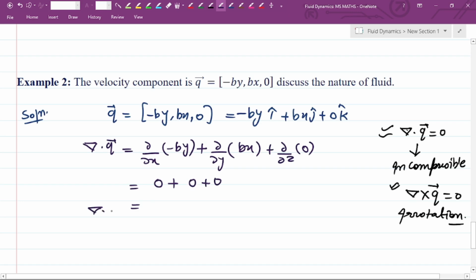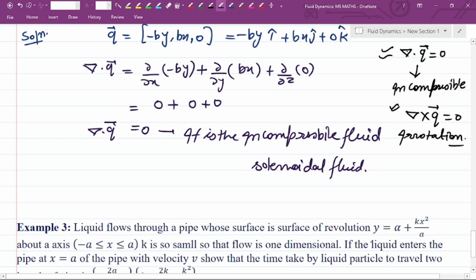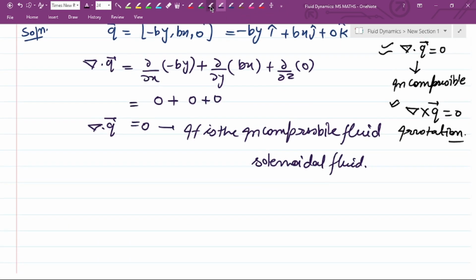So the divergence of q vector is equal to 0. It is an incompressible fluid, or we can say that it is a solenoidal fluid. Okay. Next, we'll find the curl for this.